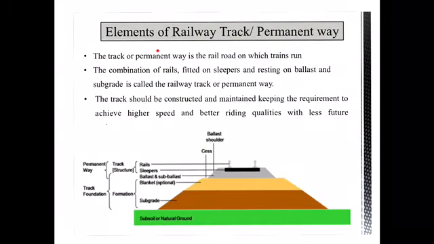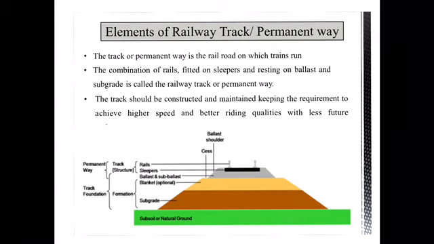What is a permanent way and what are the elements of the permanent way? The picture here shows you the various components and elements of the permanent way. First we'll define what a permanent way is, or you can also call it the elements of the railway track. The track or the permanent way is nothing but the railroad on which the train will run, and it is a combination of the rails, which are fitted on the sleepers, which rest on the ballast and the subgrade.